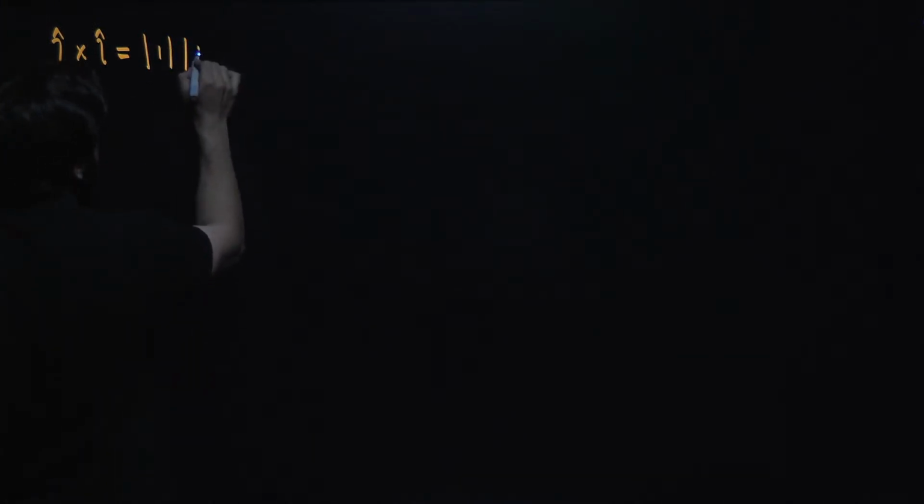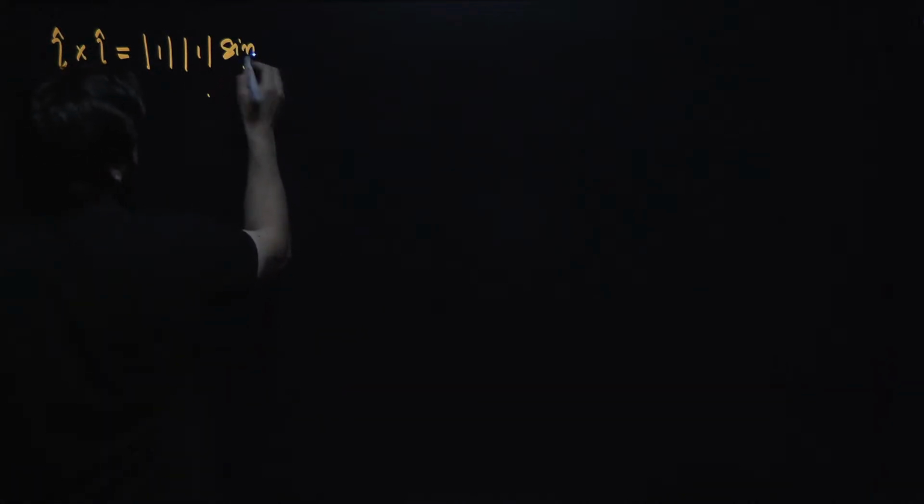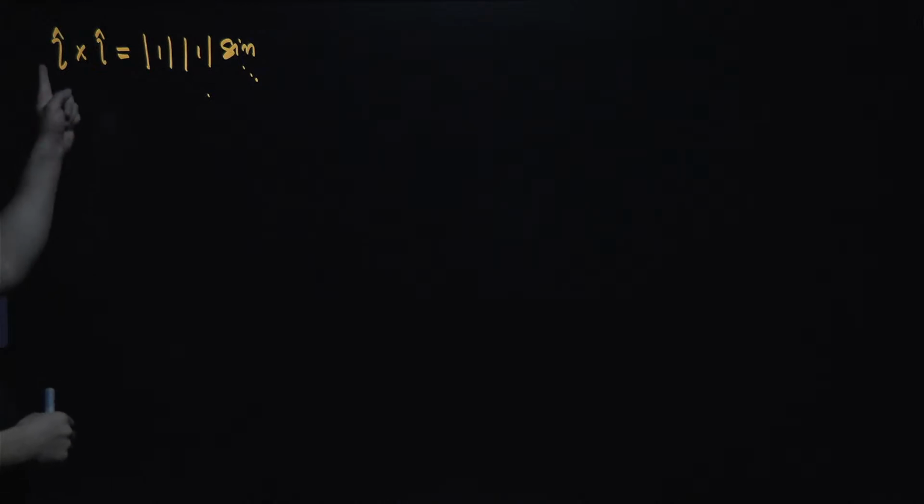So I can write over here, this will be mod of A. Mod of A is 1 because this is a unit vector. Then mod of B is also 1 because I is also a unit vector. Then sine of, guys, what is the angle between I and I? Both are along the x-axis, so that is 0. So I can say sine of 0. Sine 0 is 0, so this will be 0.